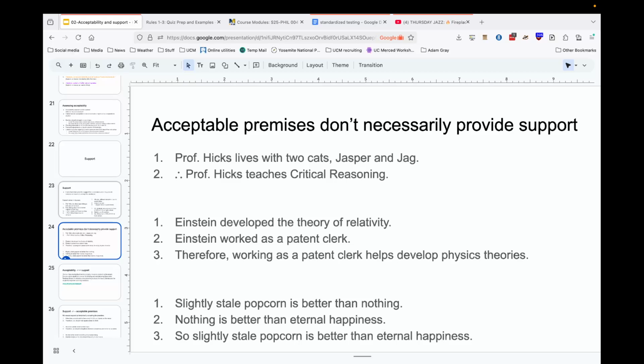Any other questions about this example? Primary upshot is acceptable premises that don't support the conclusion.